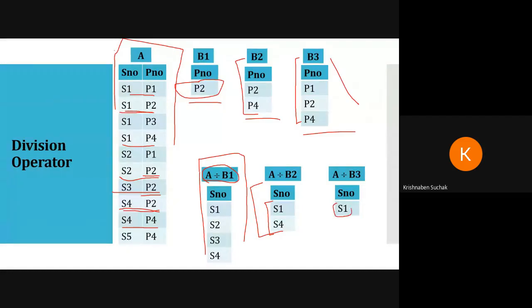Okay. Then will S2 be displayed? No, because S2 does not have P4. S2 is only having P1 and P2. So that record will not be displayed here. Then let us check S3. No, because S3 is having only P2. S4, no, because S4 does not have P1. So it does not satisfy this condition.